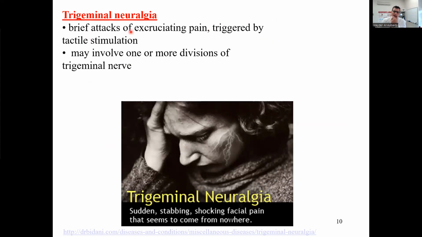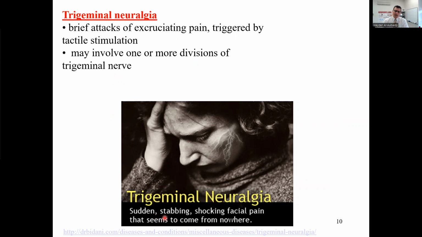A clinical condition related to inflammation of the trigeminal nerve is called trigeminal neuralgia, which is characterized by brief attacks of excruciating, severe throbbing pain triggered by a tactile stimulus. By some touch stimulus, there will be excruciating pain. It may involve one or more divisions of the trigeminal nerve, depending on the location of the inflammation.